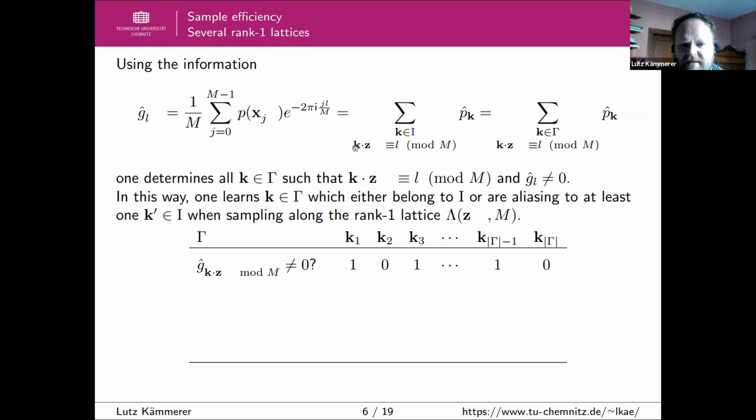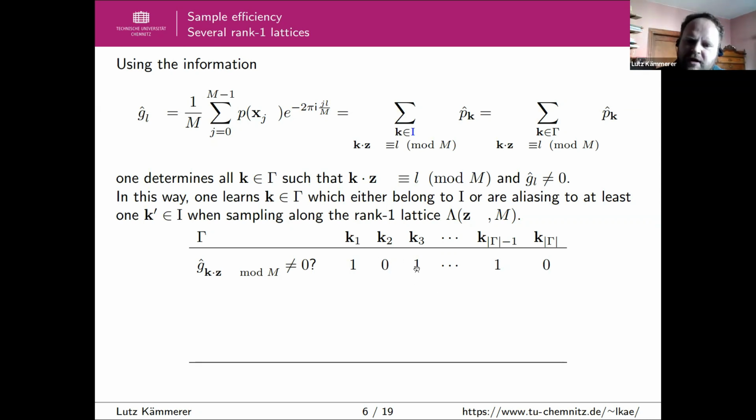We do this in the following way. This L is k times z modulo m. If this is non-zero, then this k1 belongs to such a set where this g hat L is non-zero. Then possibly this p hat k1 in gamma is non-zero. And you do the same for k2. If the corresponding g hat L is 0, then most probably this p hat k2 is 0, and so on.